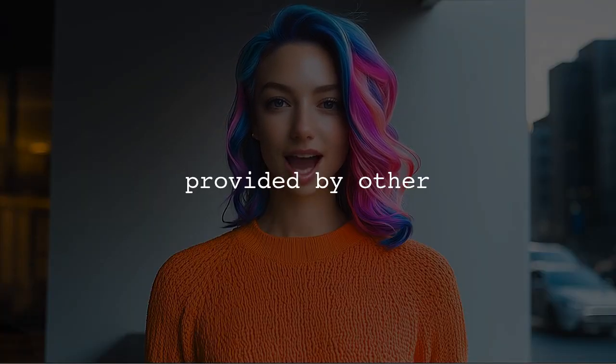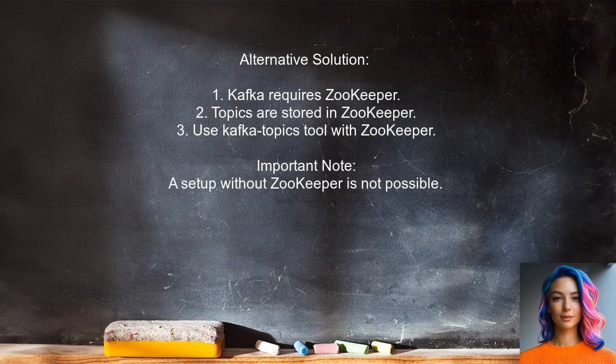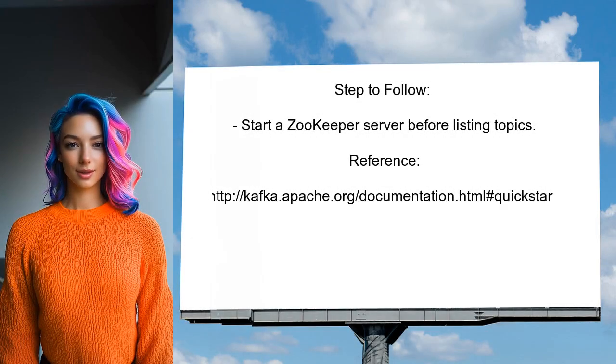Now let's look at the answers provided by other users. This user clarifies that Kafka requires Zookeeper to function properly. They explain that the list of topics is stored in Zookeeper, which means the Kafka topics tool must connect to it. They emphasize that a setup without Zookeeper is not possible, as Kafka relies on it internally. To list Kafka topics, you need to start a Zookeeper server first if you haven't done so already.